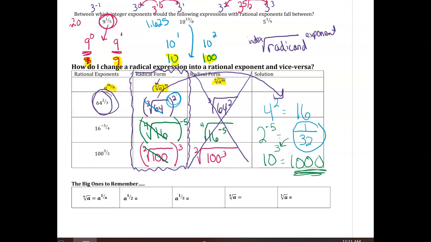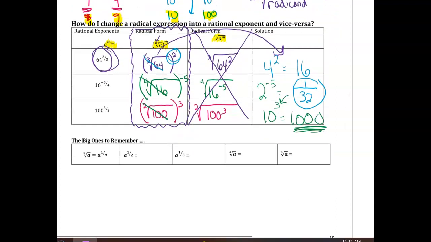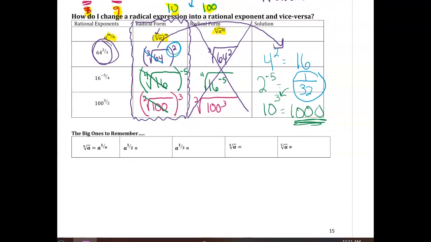So that's how you can figure out some rational exponents: you can think of them and do the radical, the root number first, and then use the exponent. There are a couple of big, more important ones to remember, and they all happen to be like 1/2, 1/3, 1/4, 1/5. Just remember that a to the 1/2 will probably be easier if you rewrite this to just know that it's a square root.